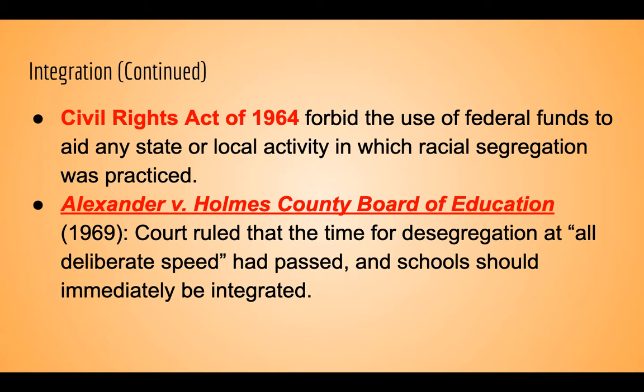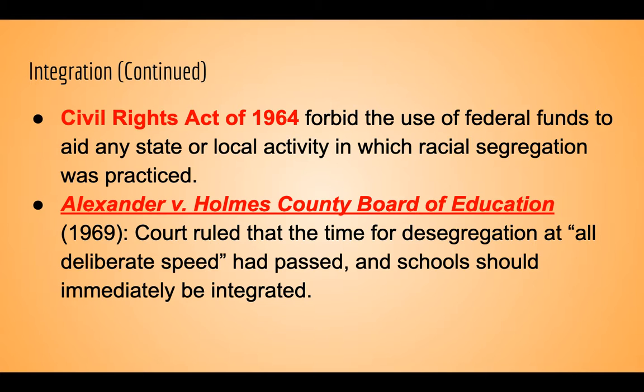The Civil Rights Act of 1964 forbade the use of federal funds to aid any state or local activity in which racial segregation was practiced. So we see the progress from Plessy versus Ferguson, where they say separate but equal is fine, to the 1960s, where they're saying, no, you can't segregate. You can't separate people based on their race.